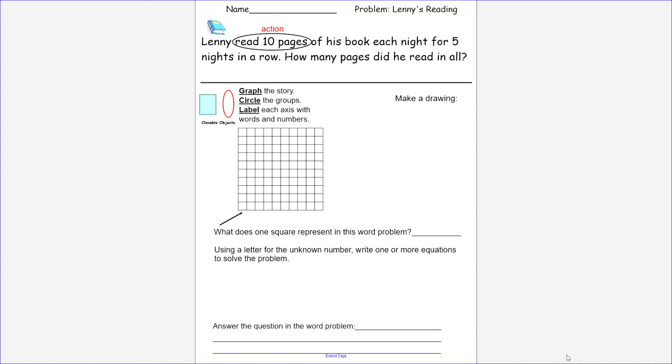And he does it each night. It's our repeated action. The other piece of information in this problem is that he read 10 pages for 5 nights in a row. Well, that's how often he did it. He did it for 5 nights in a row. That's my time. It's how often he did it. The question I'm trying to figure out is how many pages he read in all. Now you know.